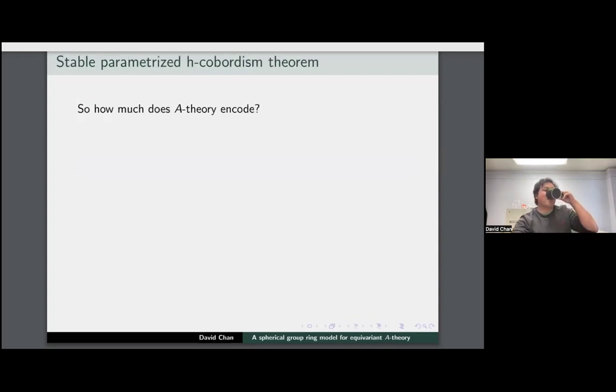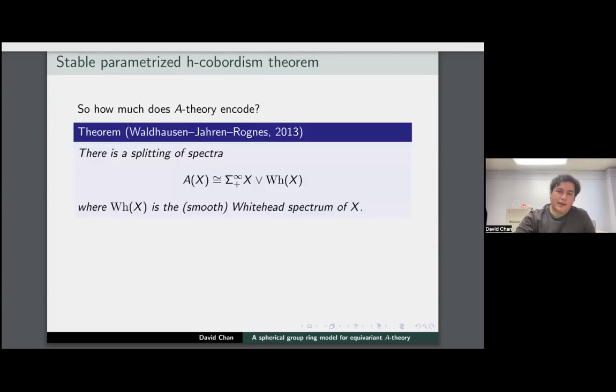So we've introduced A theory, and I promised you that this sort of saw more geometric information, so I should tell you exactly how much more it tells you. So here's the theorem, which is known as the stable parametrized h-cobordism theorem: there's a splitting of spectra. A theory of X is the suspension of X wedge Wh^Diff of X. This is the smooth Whitehead spectrum.